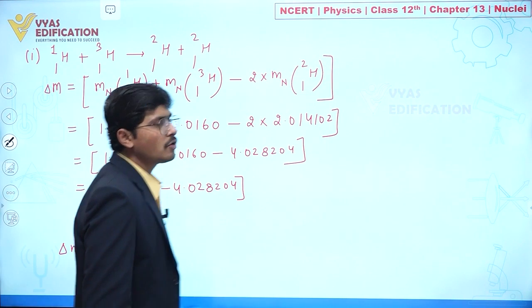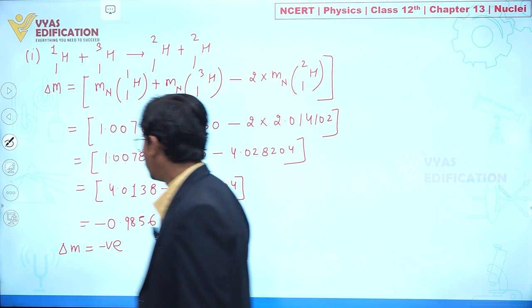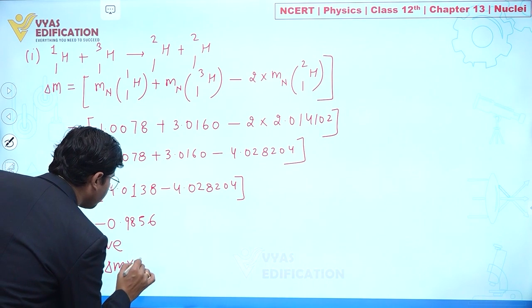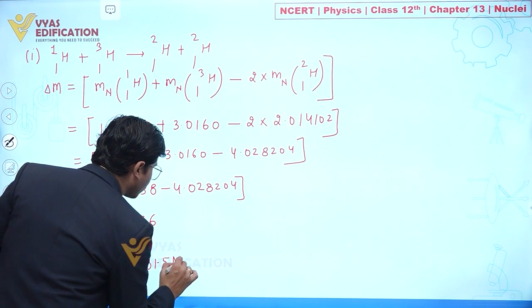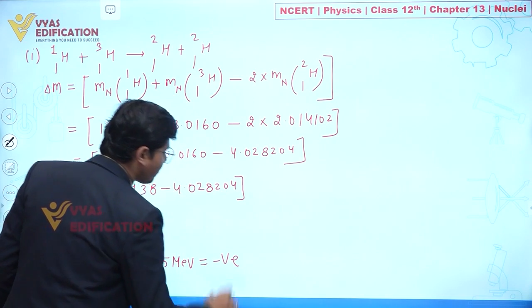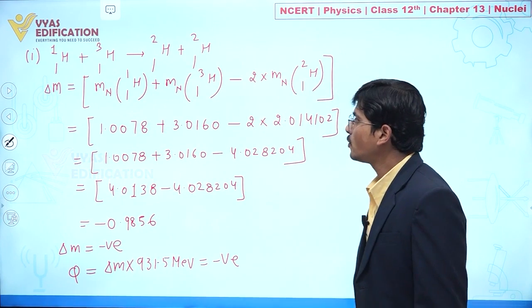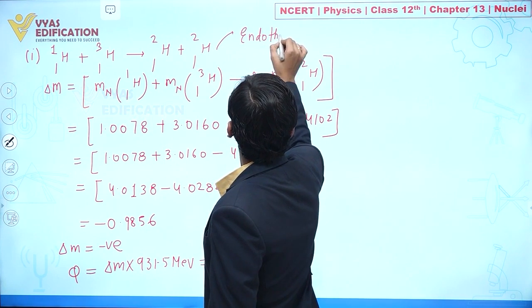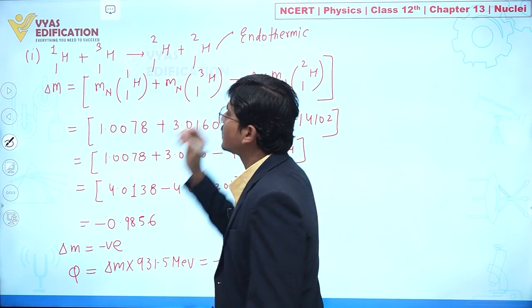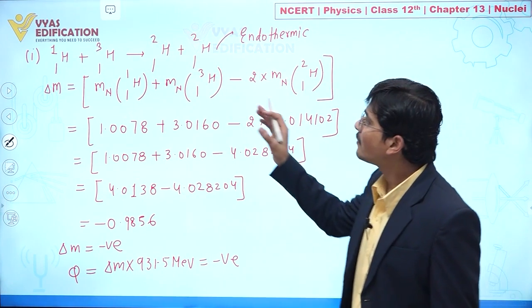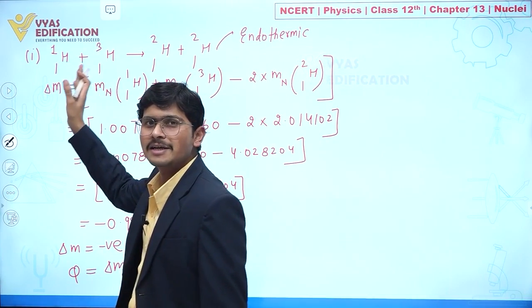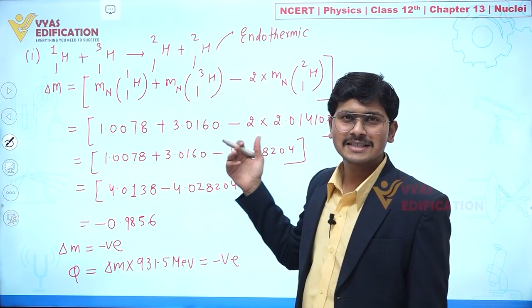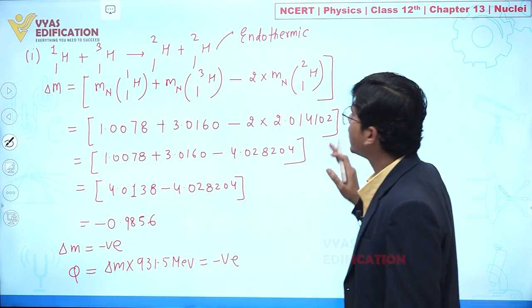So if I talk about Q value, listen very carefully what I am saying to you. This Q value will be equal to delta M into 931.5 million electron volt, so it will also be negative. Clear? So when we are getting Q value negative, it means this reaction is endothermic. Endothermic means whenever the proton and the tritium are reacting, we have to provide some energy to complete this reaction. Clear? So definitely this reaction is an endothermic reaction.